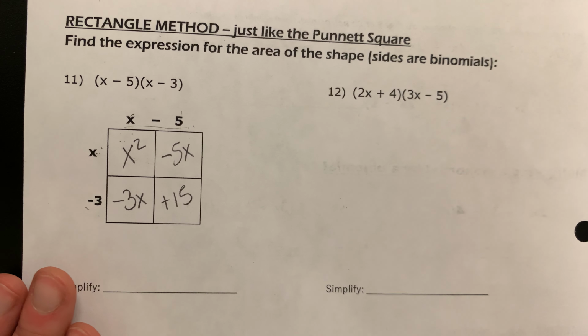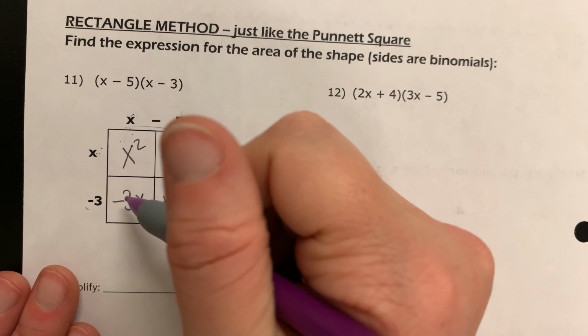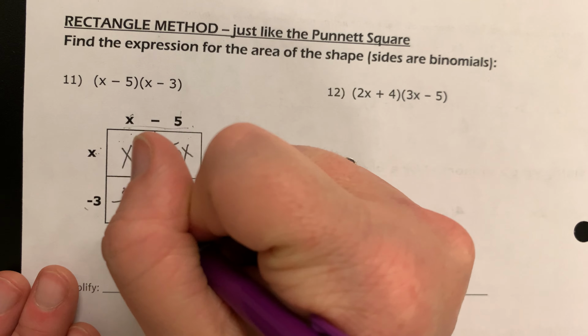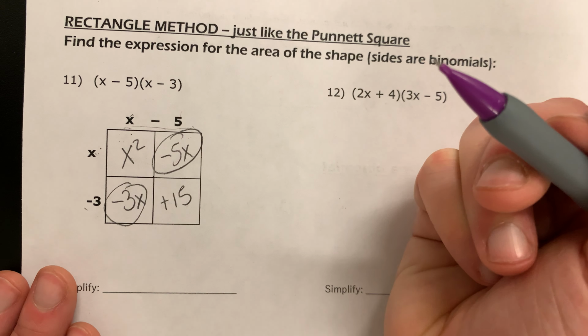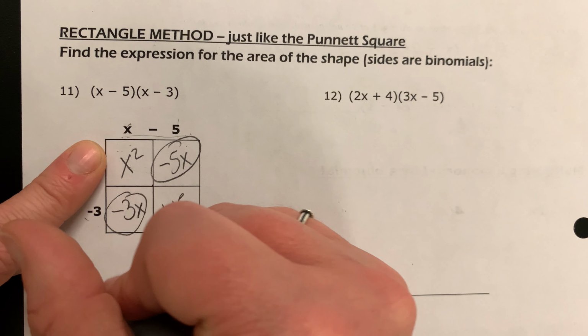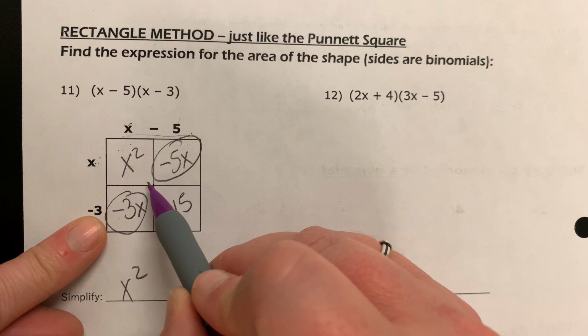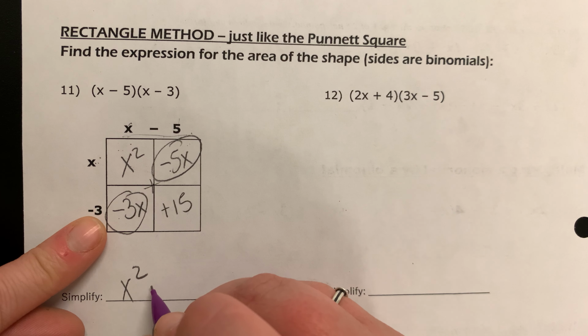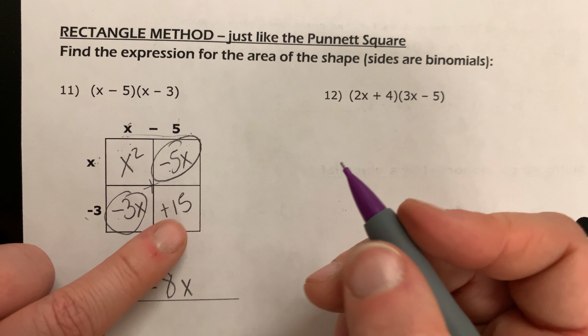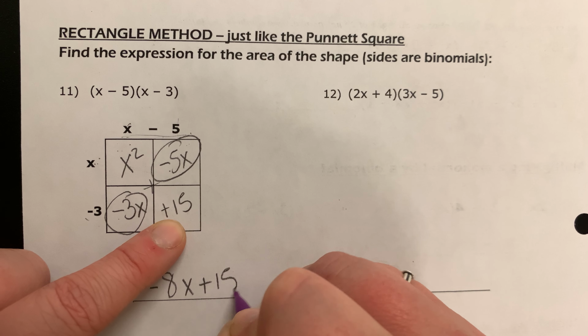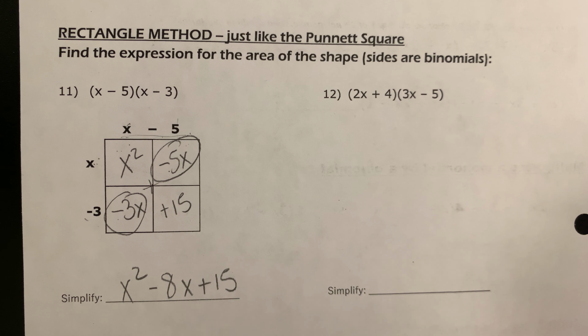Now I'm going to look and circle any terms that are alike. So I can see that here's an x and there's an x. I don't see any more x squared, so I'm going to write that first, x squared. Negative 3 plus negative 5 is negative 8x. And then I'd have no more constants. Okay, and that's as far as we're going to go today.